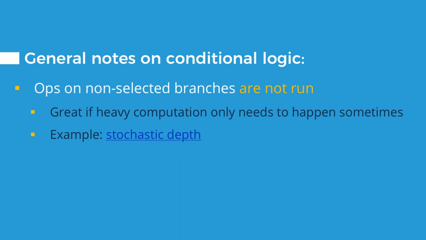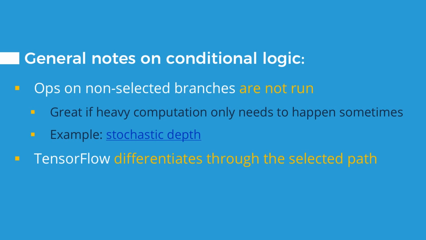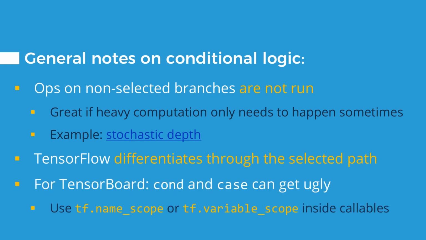Basically, if you haven't heard of stochastic depth, it's like dropout, but instead of dropping out neurons, you're dropping out entire layers. And then also TensorFlow is able to differentiate through the selected path. So it's able to know that, okay, I didn't go through this path, so the derivative for each of these should be set to zero because we didn't use those nodes.